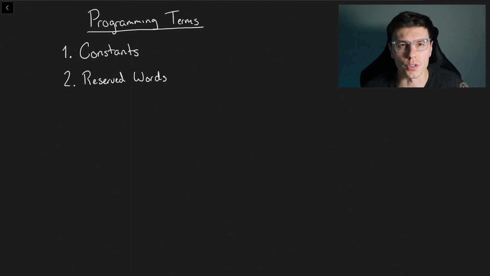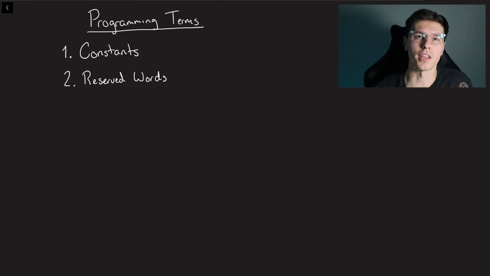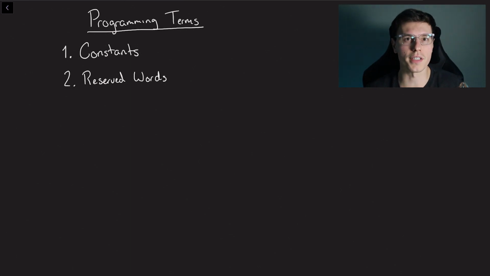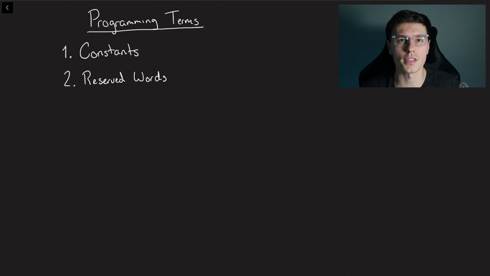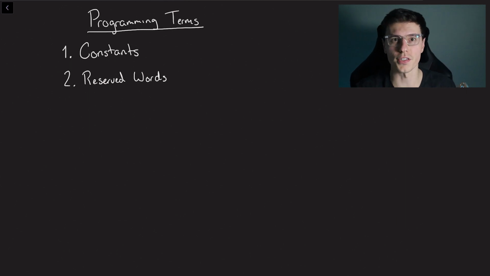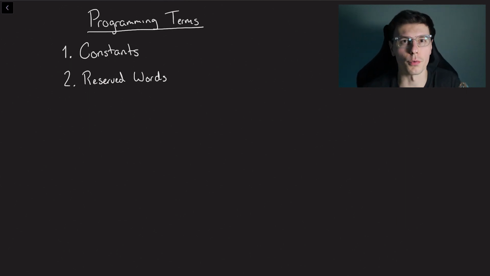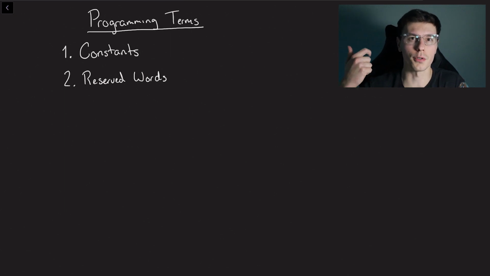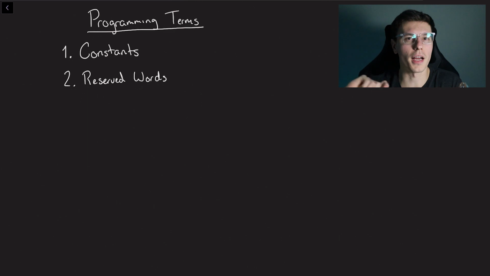Then we have reserved words. These are words that actually mean something in the language. So in English, we have words that express something, mean something to people. In programming, you have the same thing where specific words actually do something and mean something to the computer. For example, in Flutter, we have words like print. This reserved word tells the computer to take whatever is inside there and put it out on the terminal.